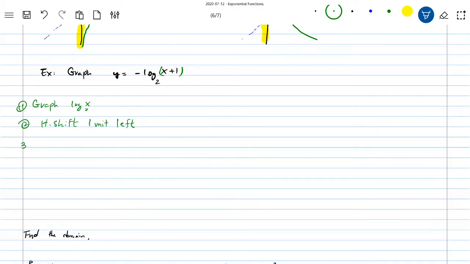Okay. Then deal with this negative outside, finally. You've created the log of x plus 1 base 2 already. Multiply by a negative. This would be a reflection. Reflection about what? The y values are getting multiplied by a negative number. So if the y values are reflecting, it means you're reflecting about the x axis.